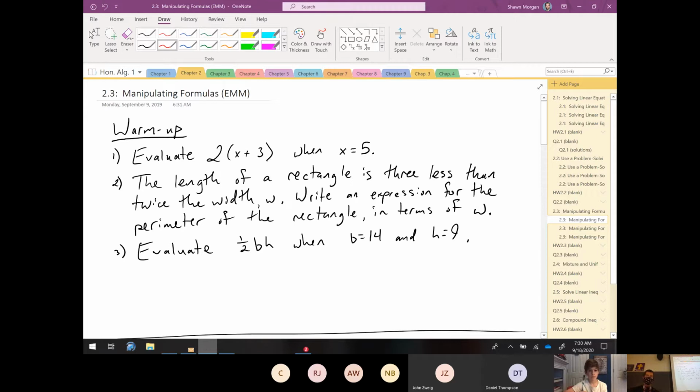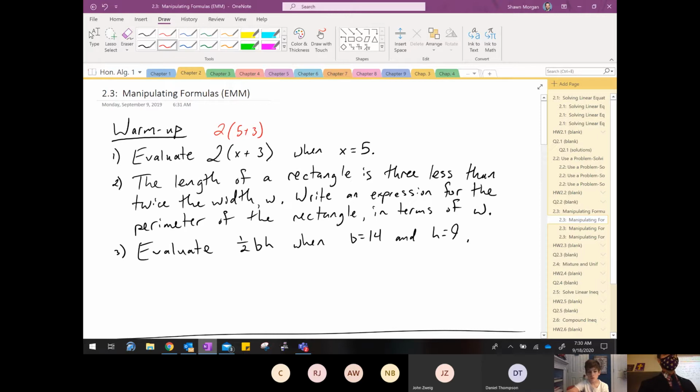Like, how would I work number 1? What would you suggest I do? 5 plus 3 instead of x plus 3. So in other words, we substituted x equals 5. Good. So 2 times the quantity of 5 plus 3. And then, Paul, which one of those do I need to do first?